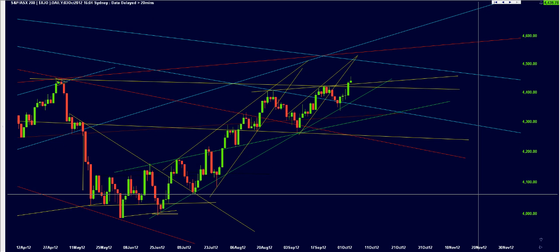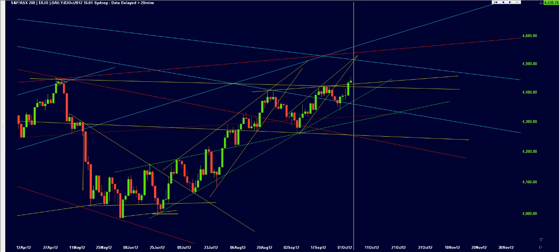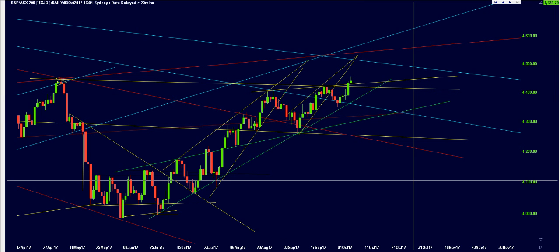So let's take a look now at the ASX 200. Today we closed up around 6 points, and we still maintain this area, and we stayed above all areas of support. So that's a really healthy thing for the ASX 200. Let's take a look now on the hourly chart and see what's going on.